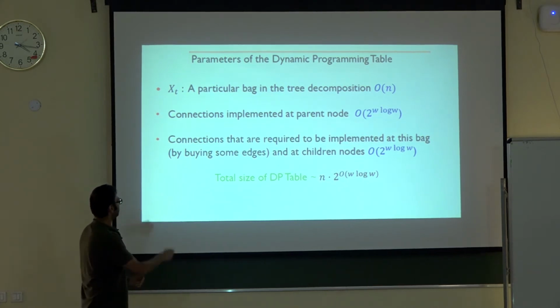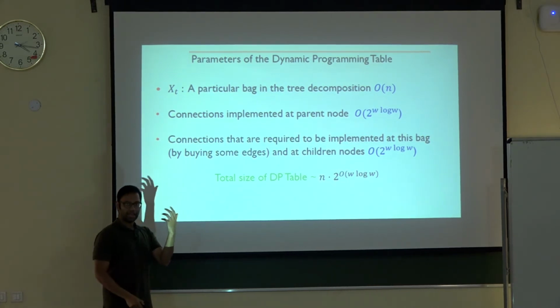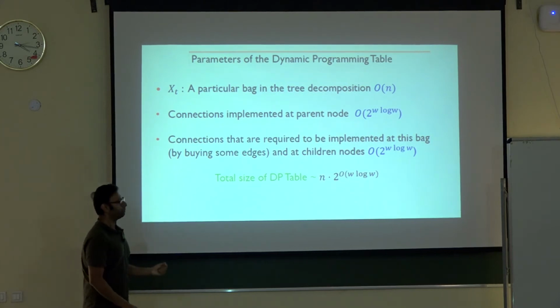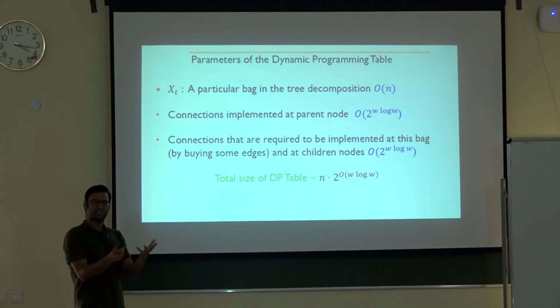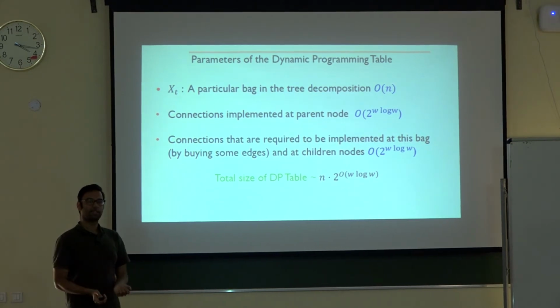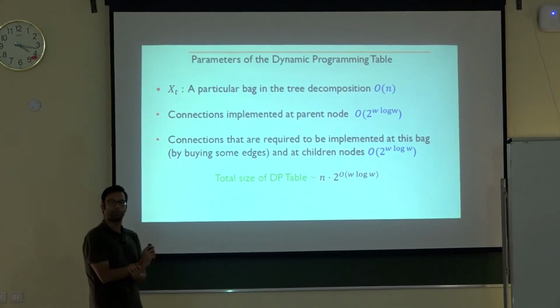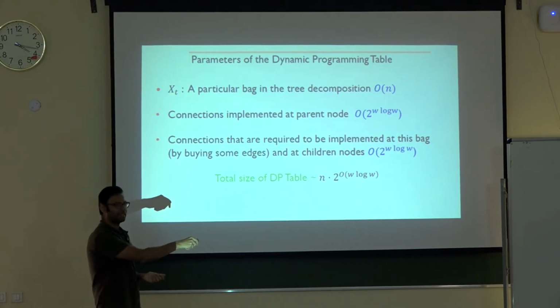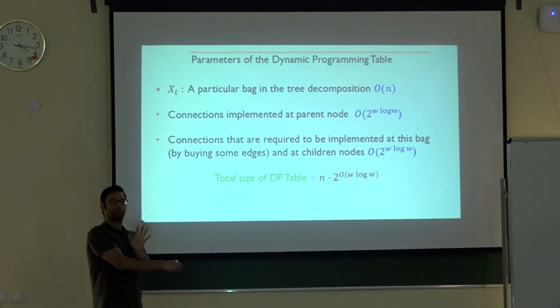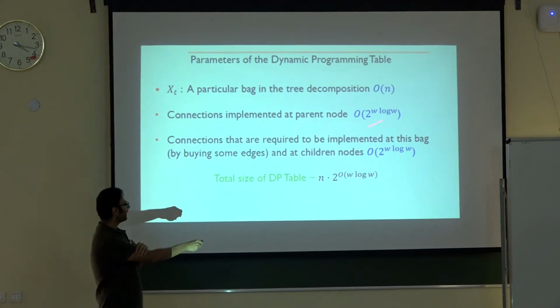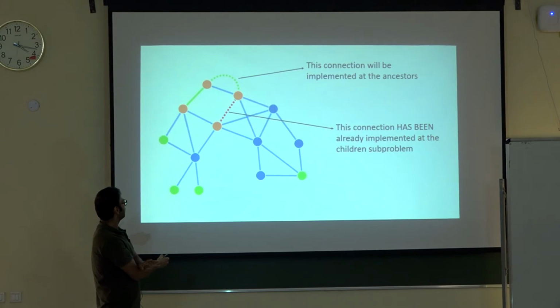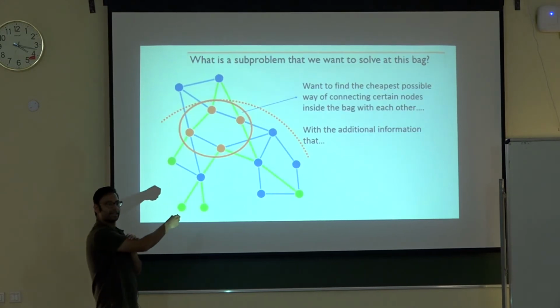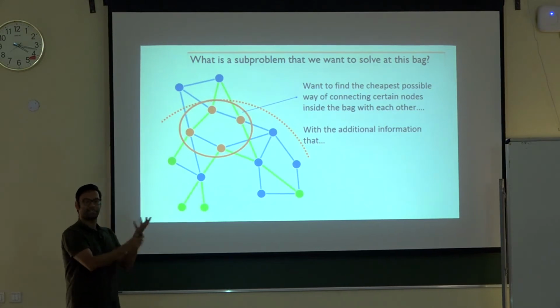Well, the second point is the guess of the connections that will be implemented at a parent node, okay? But I claim that the total number of such guesses is not too much. It's only 2 to the power of w log w. In fact, I have written this in a fancy way. This is actually w to the power of w, okay? And why is that? Because remember, I am only trying to implement the connection inside these bags, right? And how many vertices are there inside this bag? Well, it's w, because that's roughly the treewidth.